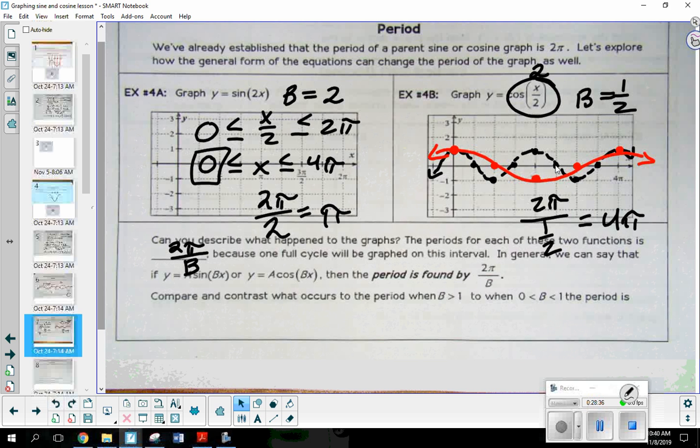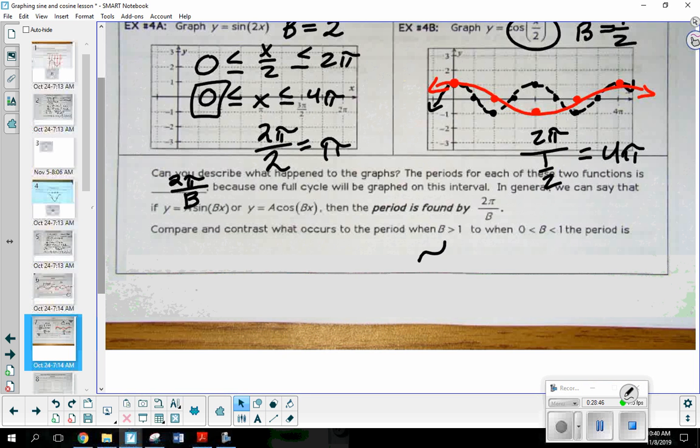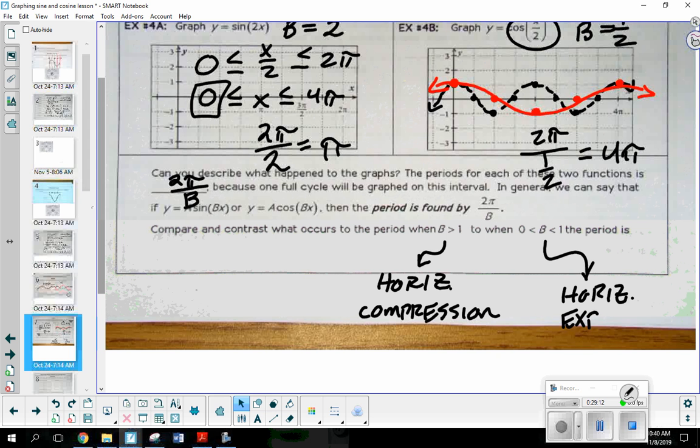Okay. Now it says, compare and contrast what occurs to the period when b is greater than 1. Now, we know this is a horizontal dilation, but what I would like you to tell me, if the scale factor for b is greater than 1, this is a horizontal what? Is that a compression or expansion? It's a compression. So what happens if your scale factor b is between 0 and 1? That's when it's a horizontal expansion, or stretch if you want to call it. There we go. Okay. Anybody having a hard time?